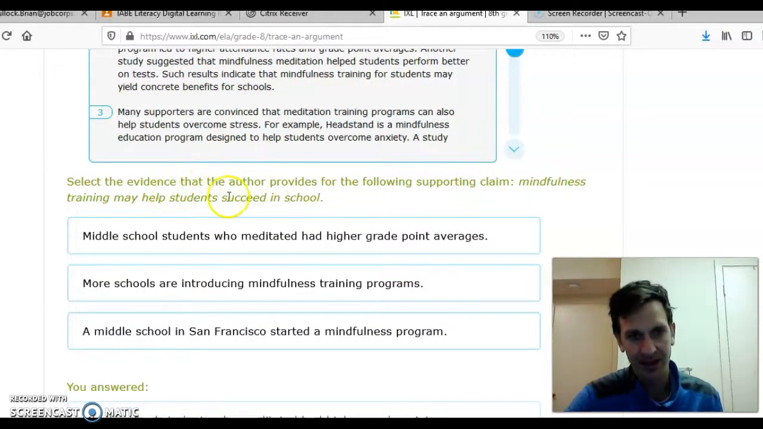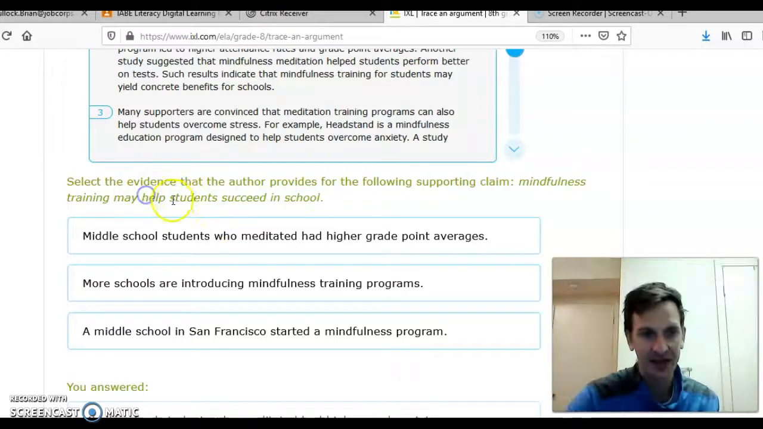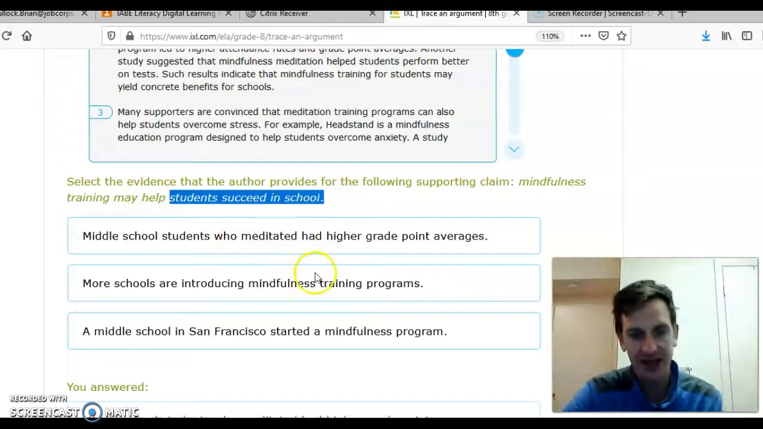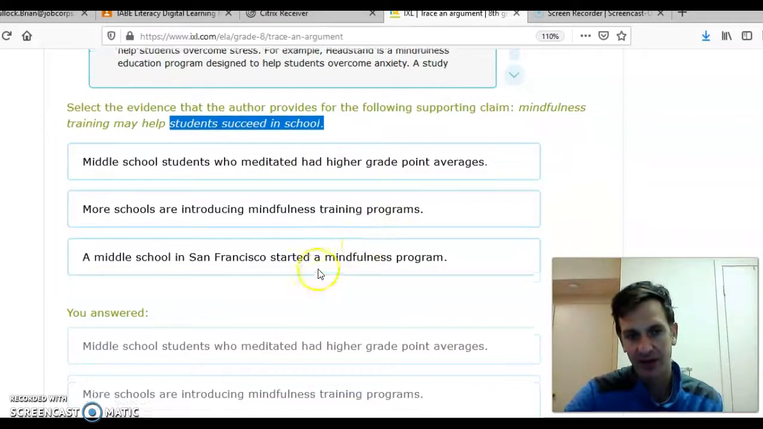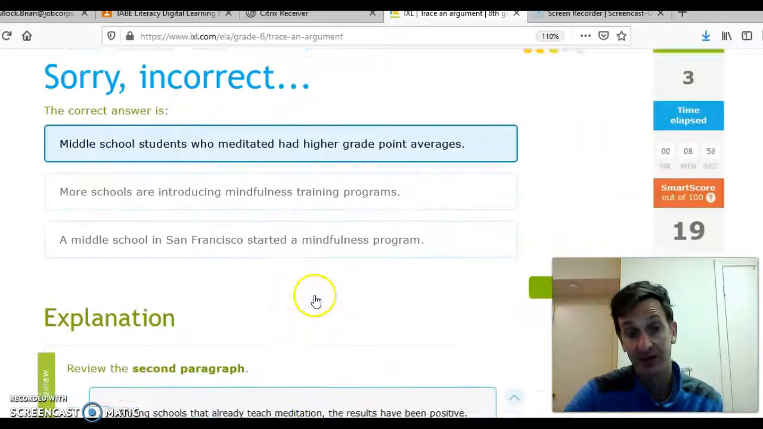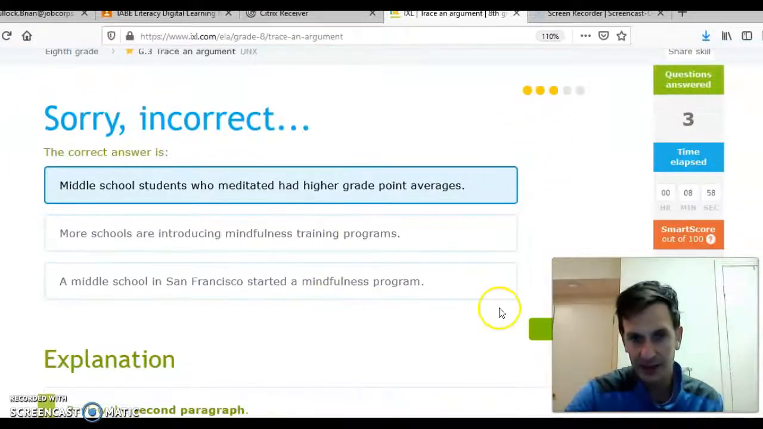So, mindfulness can help students succeed. So there is the key: help students succeed. How would you succeed? Have a higher grade point average. So it's more than just starting a mindfulness program. Okay?